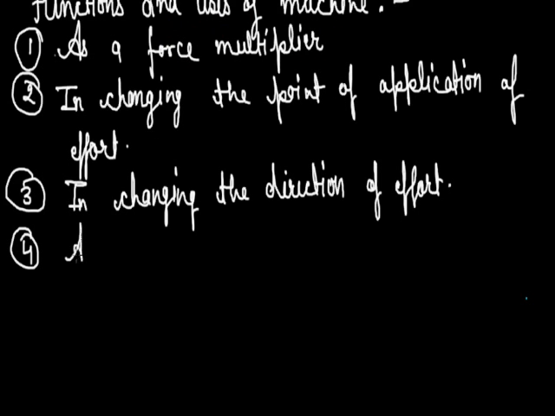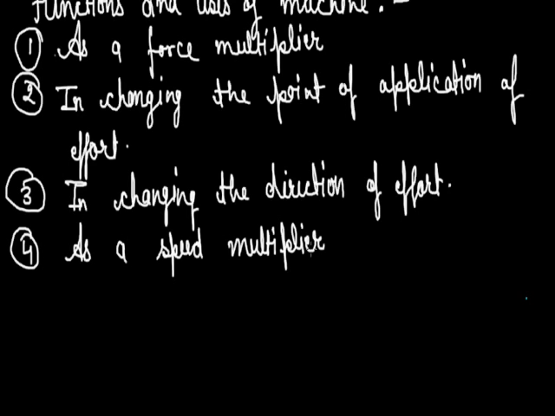Now, fourth is a speed multiplier. For example, when a pair of scissors is used to cut cloth, its blades move longer on the cloth while its handle moves a little. Here the effort is more than the load. So we can use a machine for obtaining a gain in speed, that is, a greater movement of load by a smaller movement of effort.